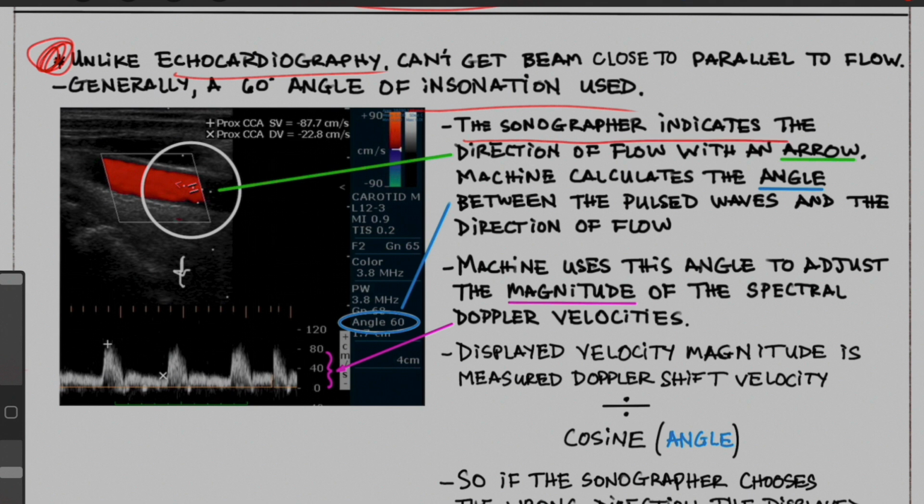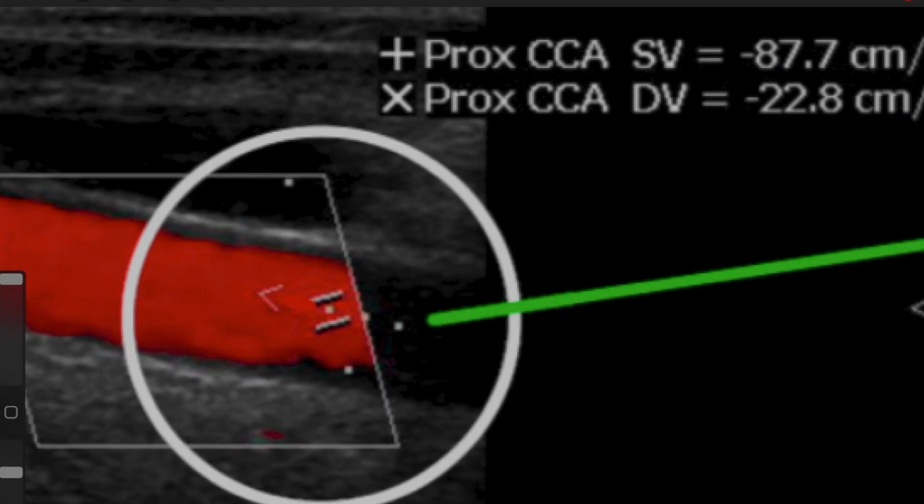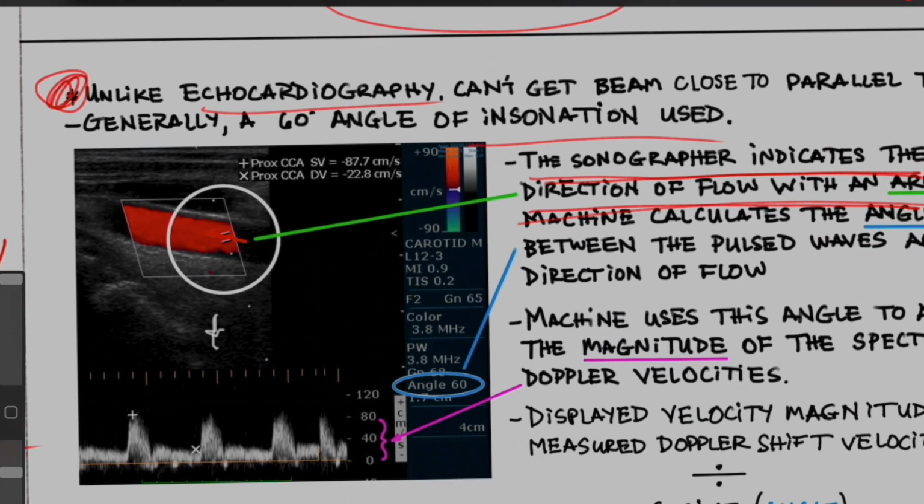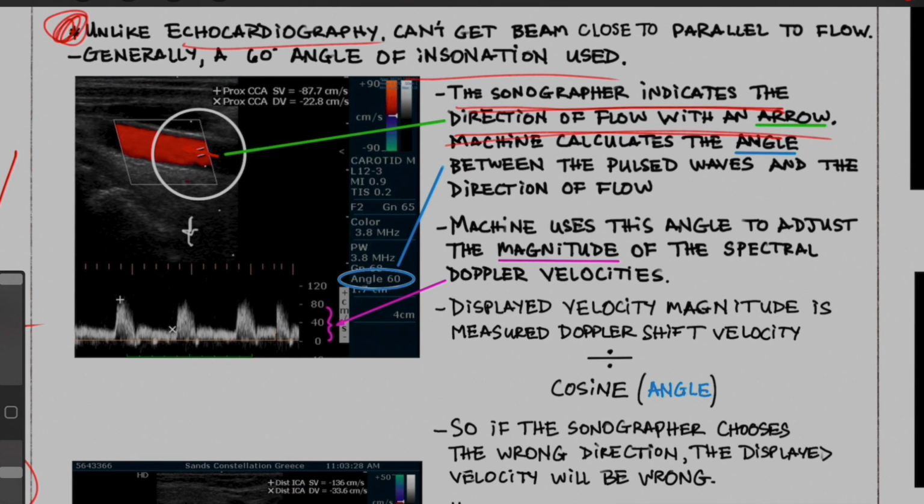So the sonographer indicates the direction of flow in the vessel with an arrow, and that's this thing right here. The sonographer puts that there, and then the machine calculates the angle between the direction of incidence and the direction of flow. Then the machine uses this angle to adjust the magnitude of the spectral Doppler velocities. So they take the measured velocity and divide by the cosine of the angle, a little trig, and then this is what the machine depicts.